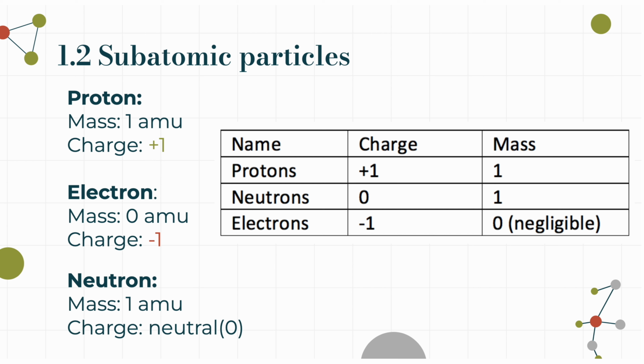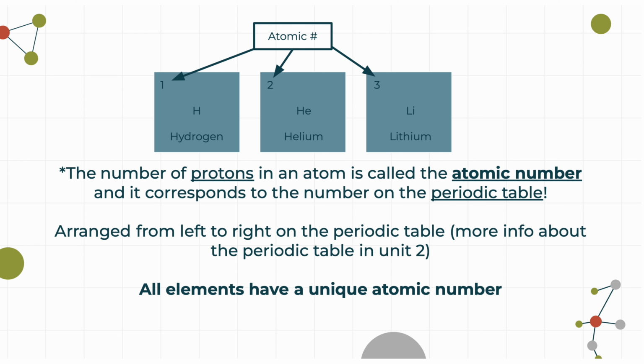Proton has a mass of 1 atomic unit and a charge of positive 1. Electrons have a mass of 0 atomic units. They do have a very small mass, but it's so negligible that we just decided to say that it's 0. And then they have a charge of negative 1. Neutrons have a mass of 1 atomic unit and a charge of 0.